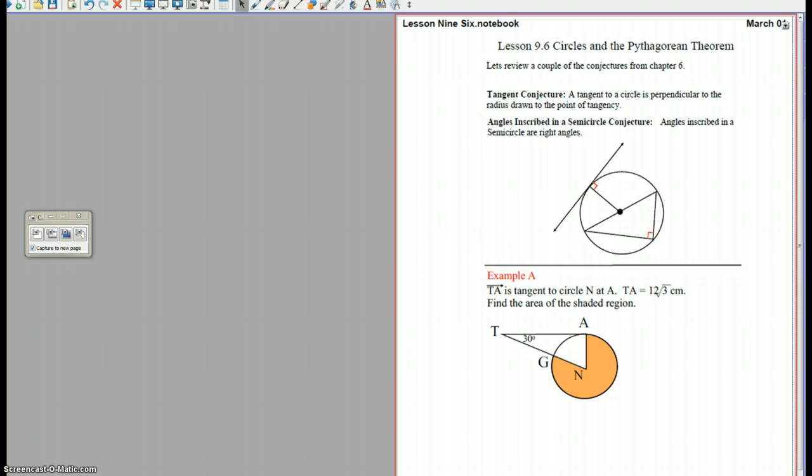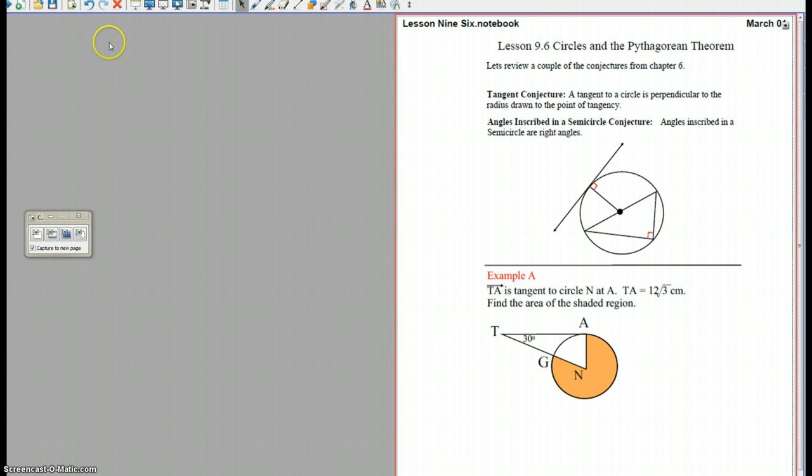So I am not using a smart board. It may seem a little clumsy to you, and this is why. I am introducing lesson 9.6 tonight. This is the lesson that combines what you know about circles, what you know about area, what you know about the Pythagorean theorem, and special right triangles. And when you're done, you will find the area of sector, annulus, segment, and combinations of those.